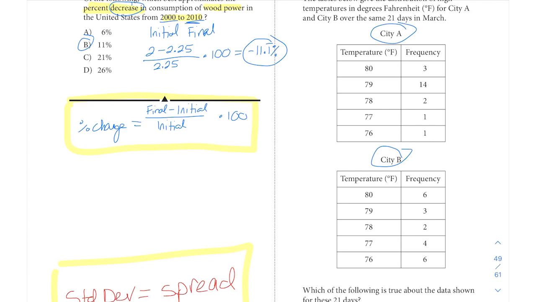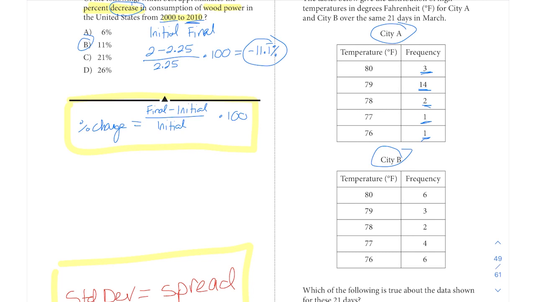Now let's talk about how we can recognize how spread out the data is when we look at a table like this. Again, we're not going to have to calculate it numerically, but if we look at the frequency of each of these results, so here, temperature of 80 in city A has frequency of 3. So that means there were 3 days that had a temperature of 80. There were 14 days that had a temperature of 79. There were 2 days that had a temperature of 78, and 1 day with 77, 1 day with 76.